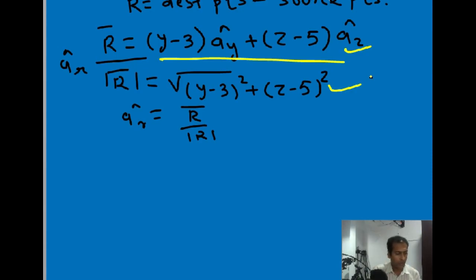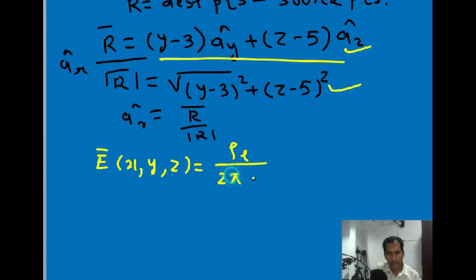Now what is the formula for electric field intensity? Electric field intensity at some point, say x, y and z. What is formula for infinite line charge? Infinite line charge formula is rho L divided by 2 pi epsilon naught r into AR cap. So in place of AR cap, we have to keep this value. Rho L is given, and we also calculated 1 upon 2 pi epsilon naught. So this 1 upon 2 pi epsilon naught value is 18 into 10 to the power 9.